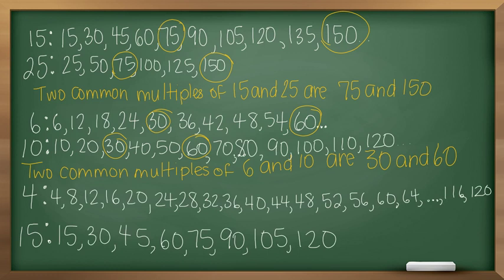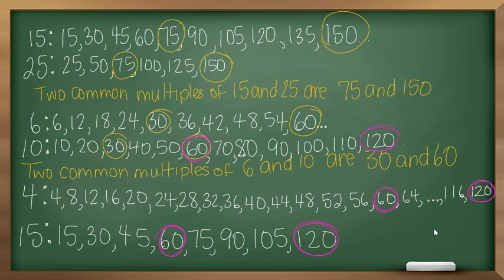But if we're looking for ones that are in common between the lists of 4, 10, and 15, as in they're in all 3 lists, the first number that pops up is 60. Okay, and then if we kept going, the next number is 120. So 2 common multiples of 4, 10, and 15 are 60 and 120. Now, for the 4s, I could have kept skip counting all the way up to 120. Again, the reason I didn't is because I was going to run out of space on the page there.